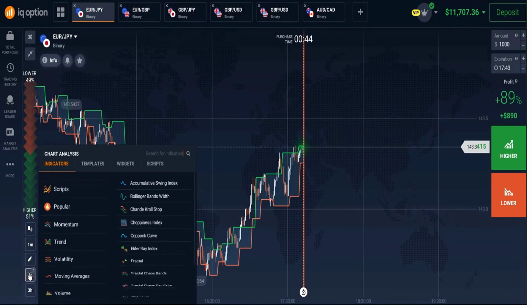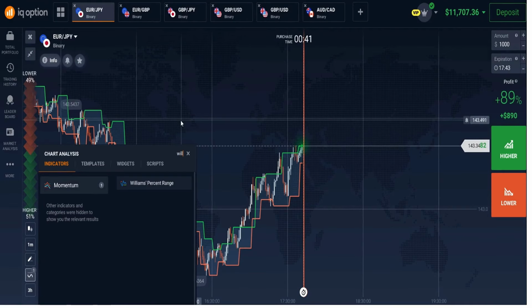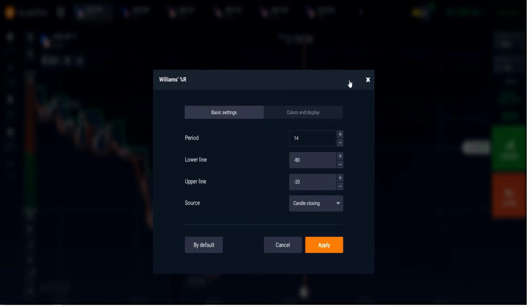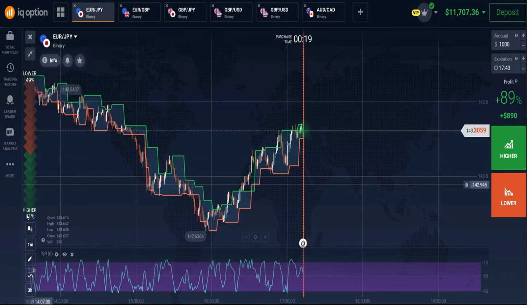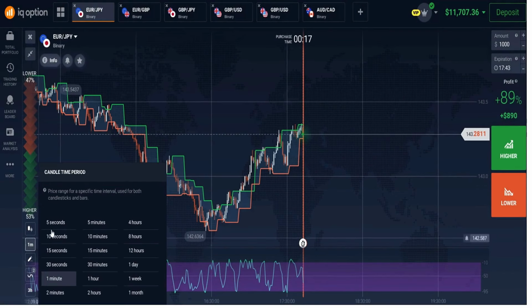Next, add the Williams percent range indicator. Change the settings as follows. Set the period to 6, the lower level to -95, and the upper level to -10. Make both levels bold so they are clearly visible. This indicator helps identify overbought and oversold conditions with precision.